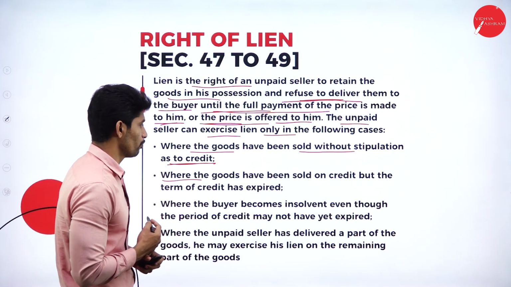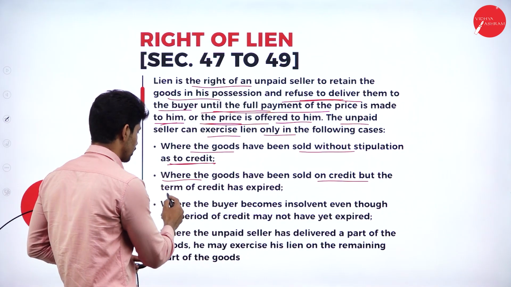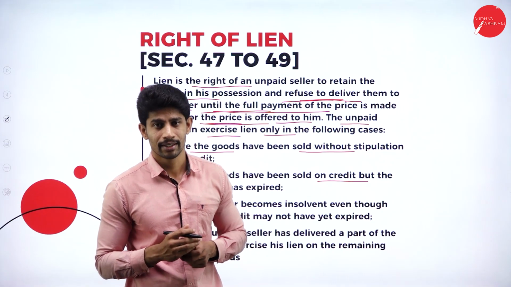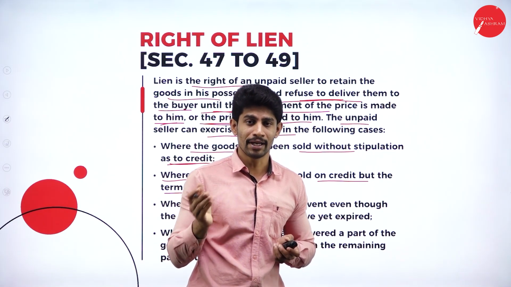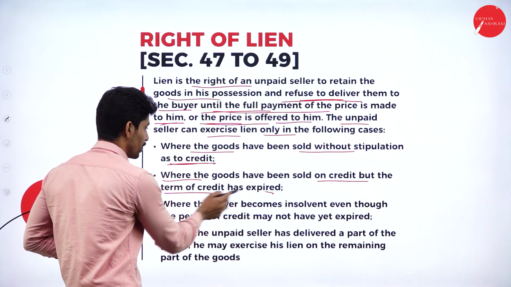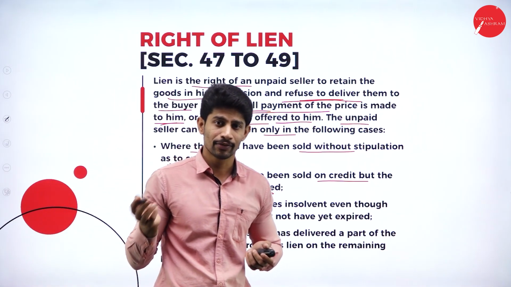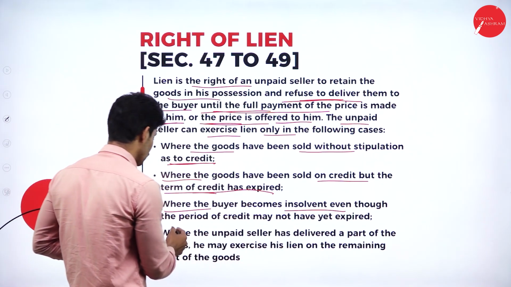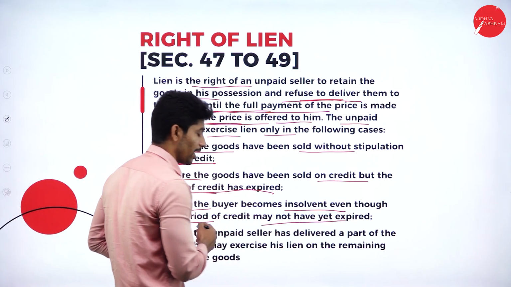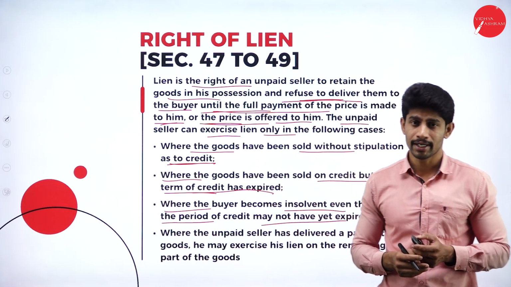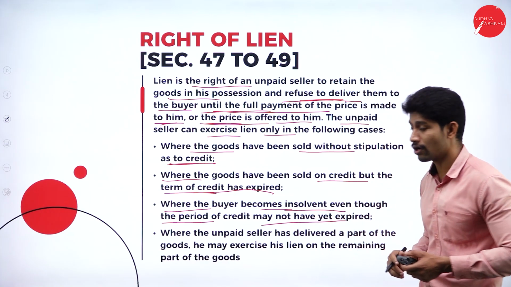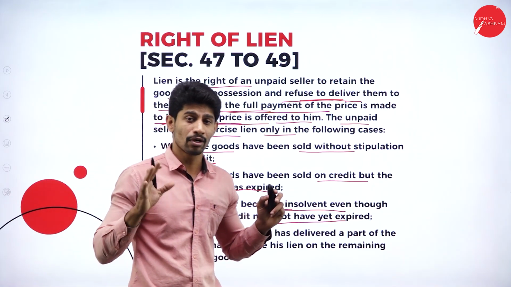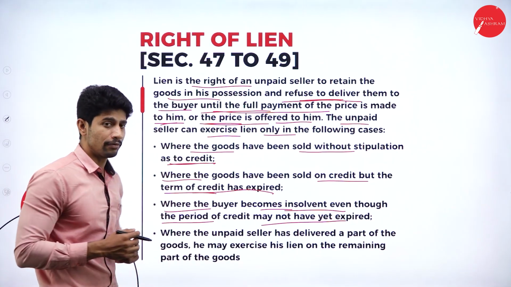Next, where the goods have been sold on credit but the term of credit has expired. In case you sold it on credit to a buyer and the buyer failed to pay the installments to you, if the credit period has expired, then again you can tell the buyer that you will not deliver the goods. Next, where the buyer becomes insolvent even though the period of credit may not have yet expired. That means even though the credit period has not expired, if the buyer becomes insolvent and is not able to pay the amount, then at that time also you can exercise the right of lien.